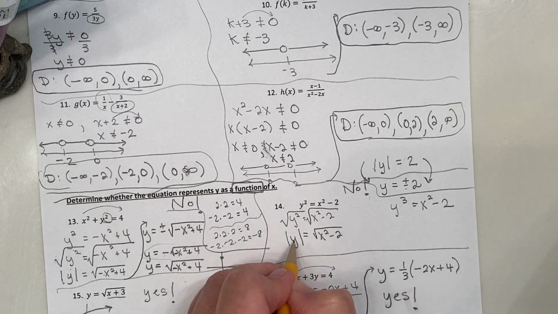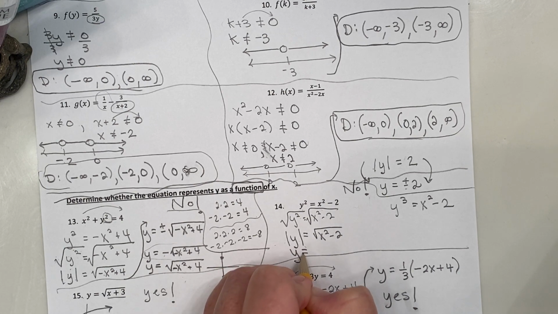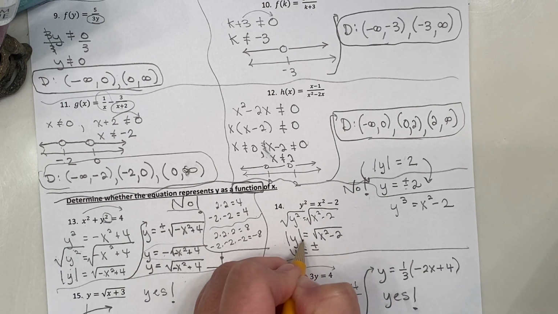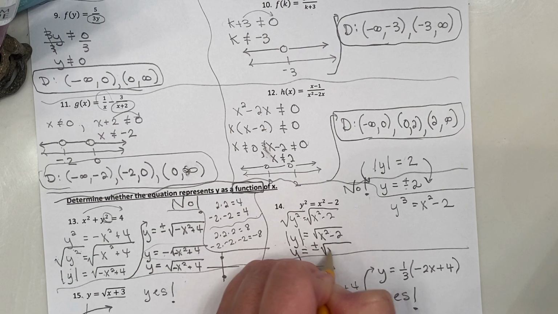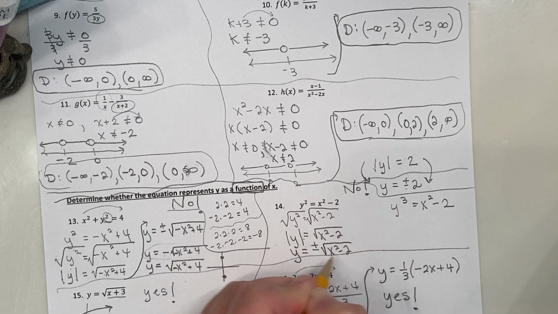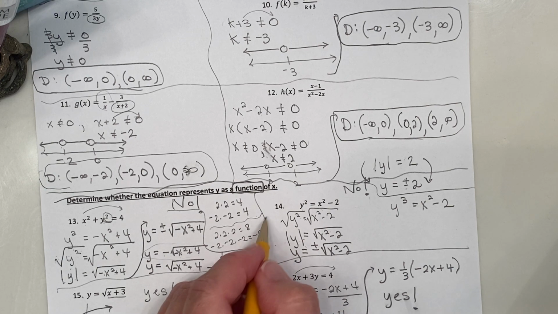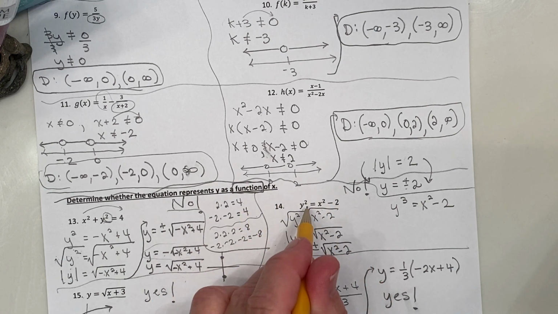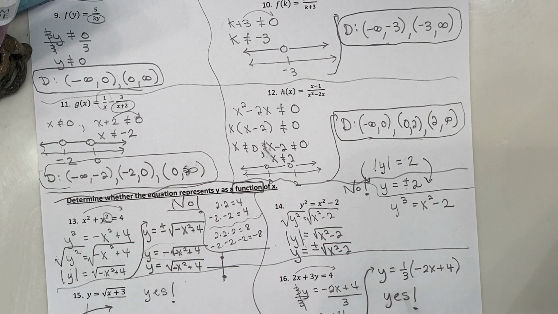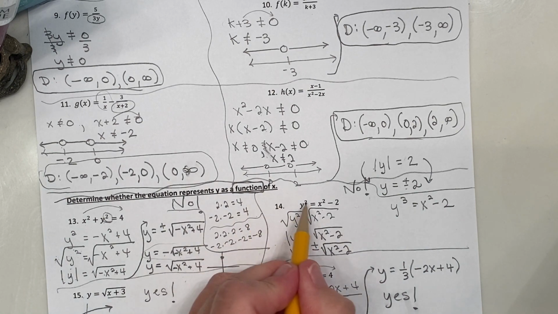Next step, I've got to get y by itself. I can't put this into the calculator this way. To get y by itself mathematically, I know that I'm going to have two solutions, the positive and the negative. Right here, if your input value is 4 or 6, you're going to get either a positive or a negative answer. So this is what causes this equation to fail to be a function: this even power.